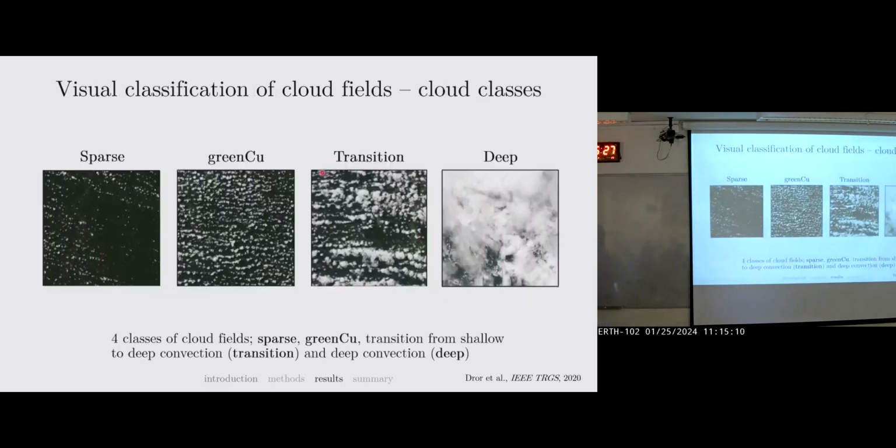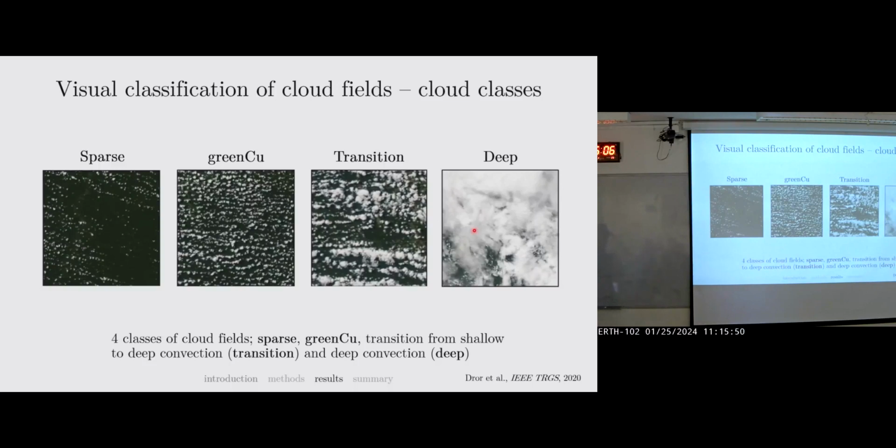And we're looking at 4 different types of cloud patterns or cloud regimes, all the way from sparse, scattered cumulus, where some of these fields get to almost clear sky conditions. Then we have these green Q clouds, which are, again, very restricted in their size distribution. They are aligned in sort of a grid manner with a tendency for linearity as well. We then have some transition from shallow to deep convection, and finally deep convective clouds. And we start to classify the images into these different cloud fields.